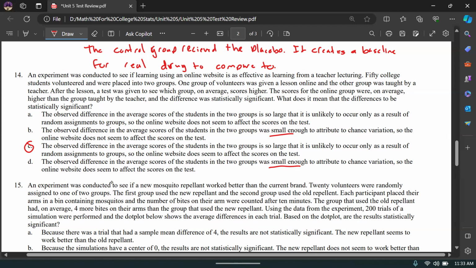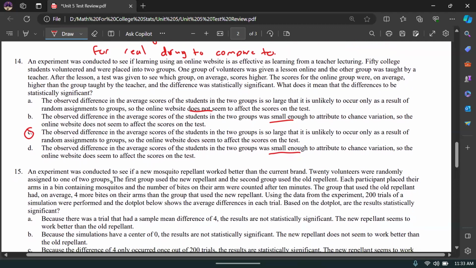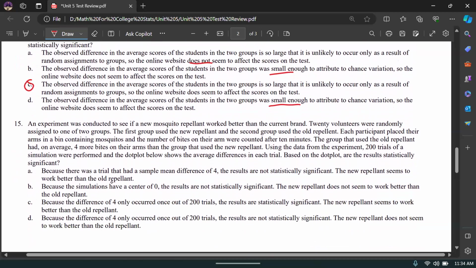And then why is A wrong? So large that is unlikely to occur only as a result of random assignments to groups. So the online website does not seem. Oh, so that one says does not seem. If it is large enough to make a difference, then it would be better. That's why A is wrong. It's saying that the difference is so big, but it doesn't matter anyway. Like that's not right. C is correct.